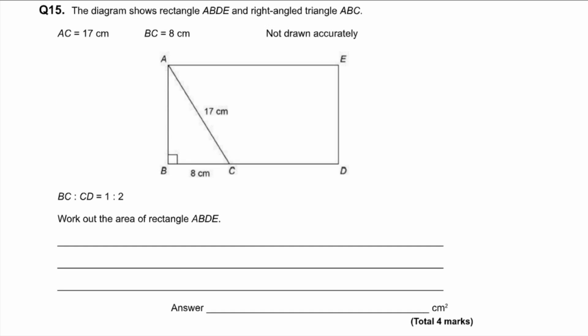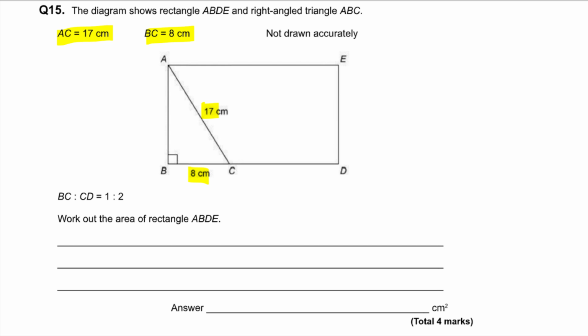So first up, question 15. The diagram shows rectangle ABDE and a right angle triangle ABC. AC is 17, BC is 8. Not drawn accurately. I always just double check that these things are on the diagram. They are. Look, there they are there. But sometimes you get extra information in the text that isn't on the diagram.